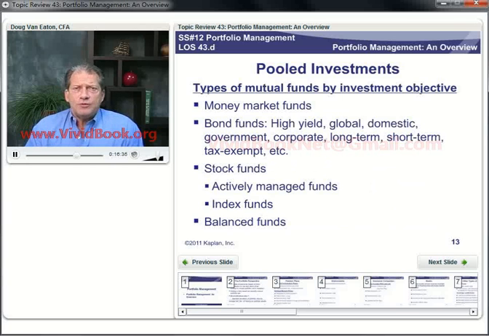When we look at mutual funds, we very often divide them by their investment objective. A money market fund holds very short-term debt securities with average maturities in the 30, 50, 60-day range. And bond funds can be differentiated based on the type of bonds that they hold. We can see high-yield bond funds, global bond funds, domestic bond funds, purely government bond funds, corporate bonds of various ratings, long-term or short-term bond funds, or even tax-exempt bond funds that hold municipal bonds in the U.S.